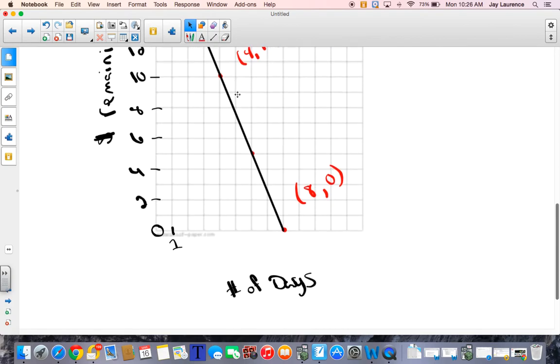Now, I didn't make it an actual line. I only made it a line segment because you can't go down into the negative monies because he doesn't have any money. He can't buy it. McDonald's doesn't take an IOU.